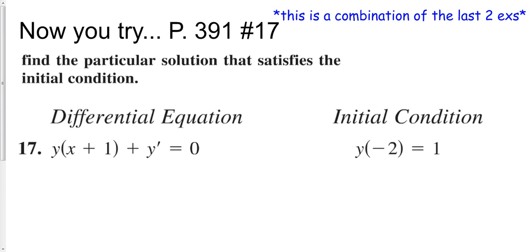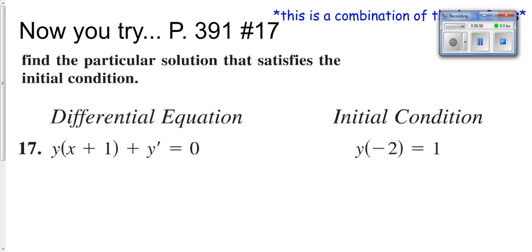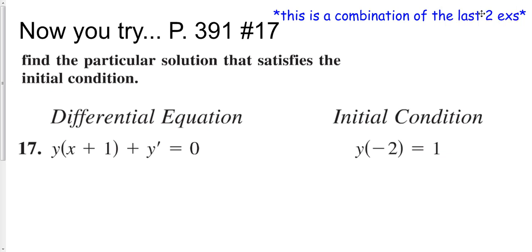So now you're trying this one. Let's see, you try this problem. It's a combination of the last 2 examples, so one from the other video. They're telling you to find the particular solution that satisfies the initial condition. So it's a combination of the last 2 examples in the sense that the differential equation is not horrible. It's like the one we just solved on the previous page. But now they're adding the initial condition in.